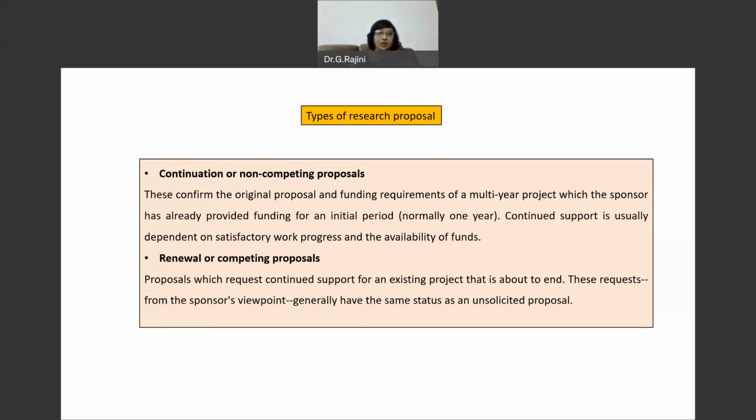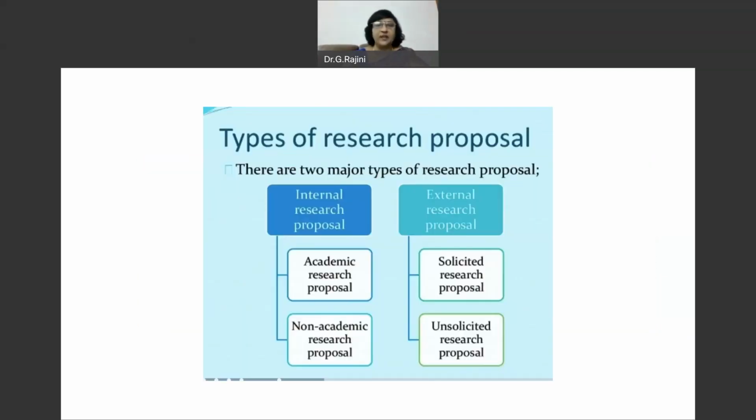Renewal or competing proposals request continued support for an existing project that is about to end. These requests, from the sponsor's viewpoint, generally have the same status as an unsolicited proposal. Supposing you are finishing off and you want the next phase, then you can ask for a competing proposal as well. So this is how we have put the types of research proposals in the box.